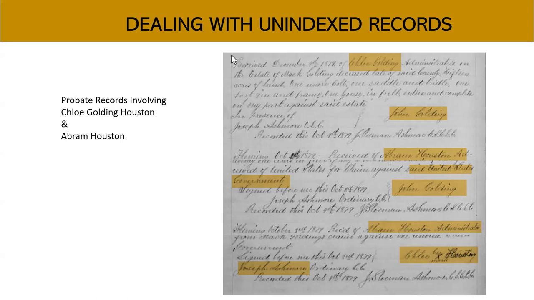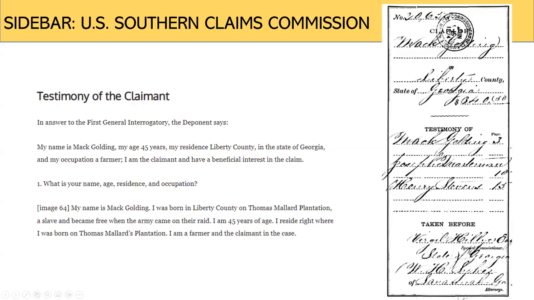But there's another very significant piece of information in this record. It refers to a claim against the United States government. And I know what that was. The U.S. Southern Claims Commission was established by Congress in 1871 to adjudicate claims by loyal Southerners for property taken by U.S. troops for Army use during the Civil War. Loyal meant loyal to the Union, and enslaved people were considered to have been loyal unless proven otherwise.